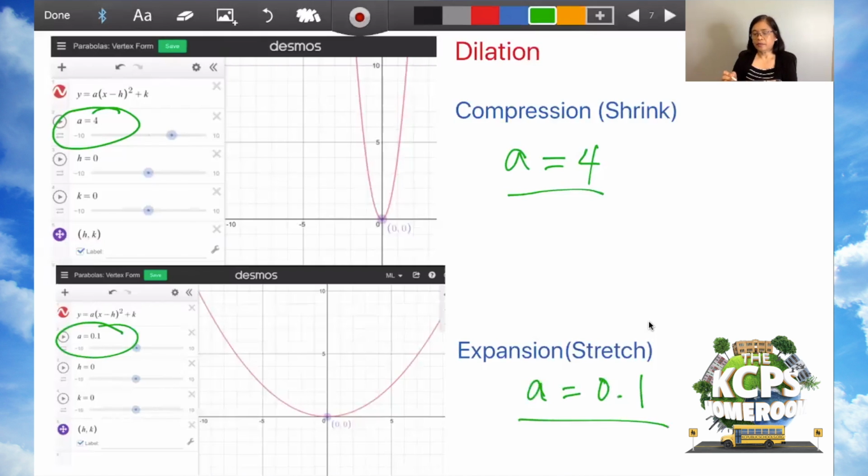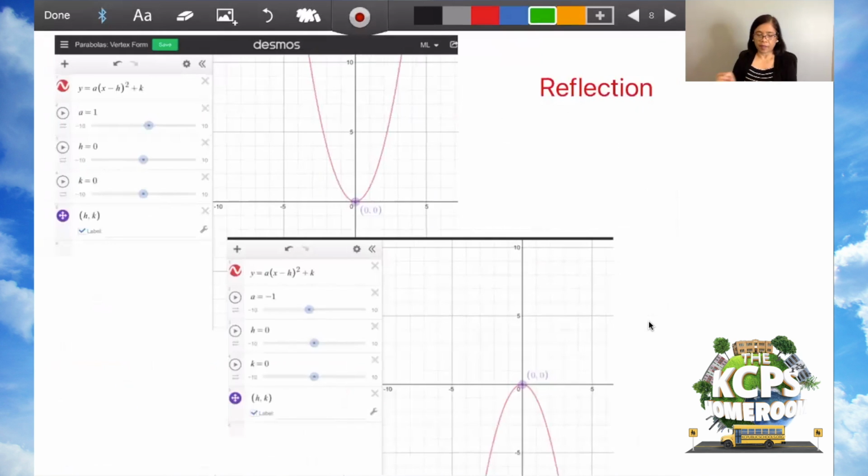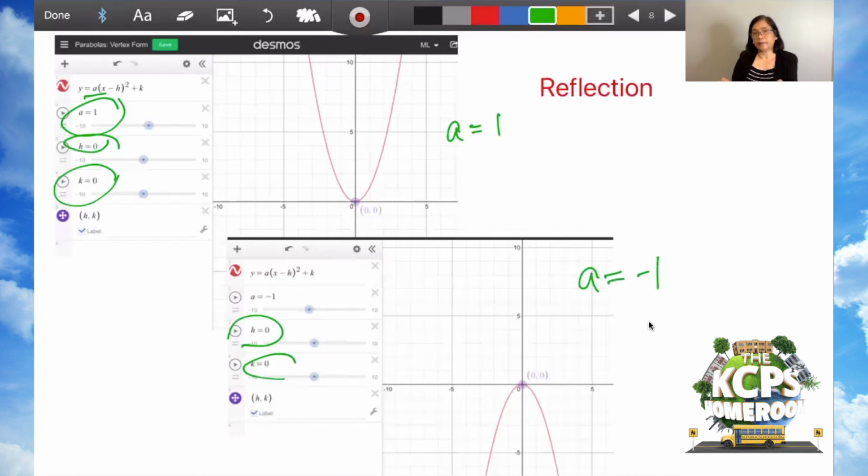Now, when we change the value of a, a here is still 1, and we're going to change the value here. On the second graph, again, we also have our h and k at 0 in both graphs, but the difference is that on the first graph, a is 1, and on the second graph, a is -1.